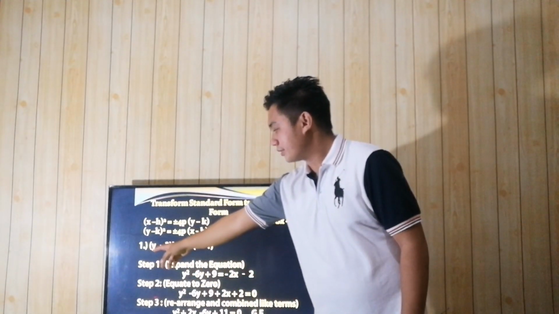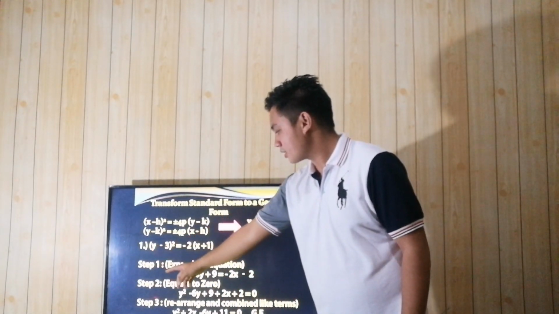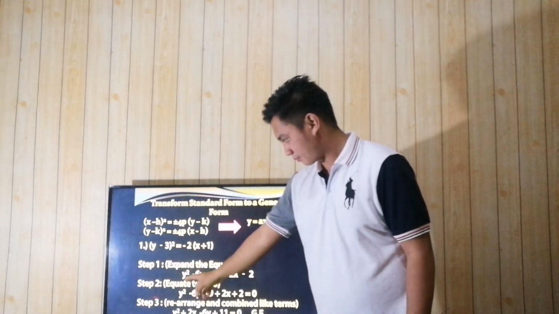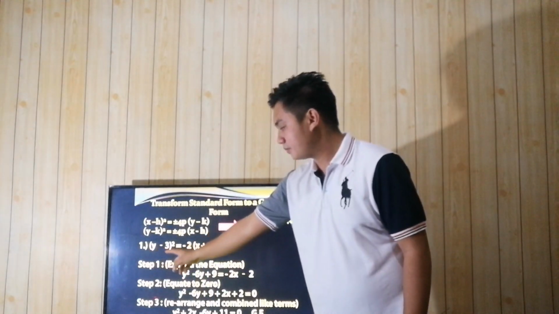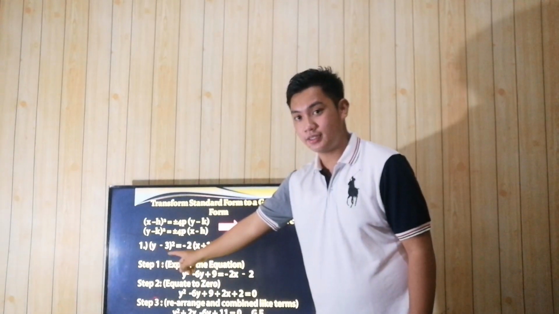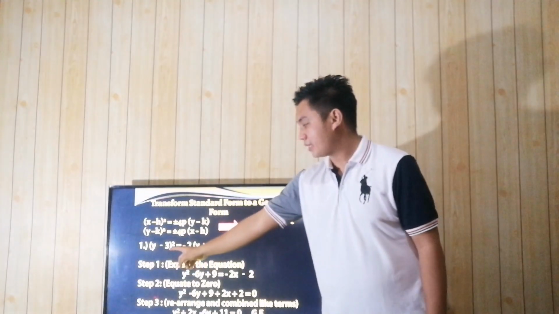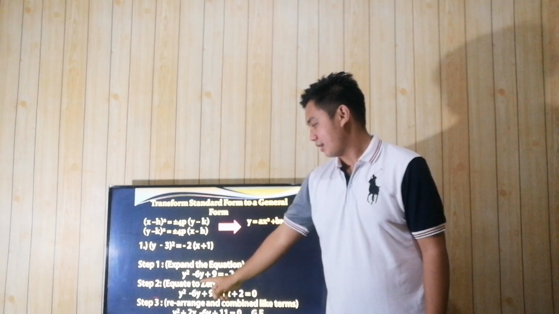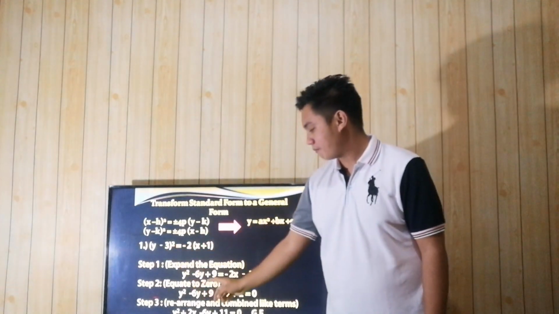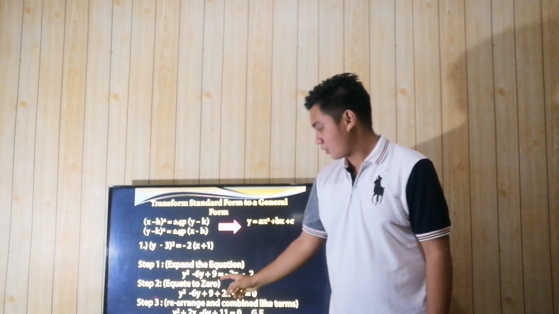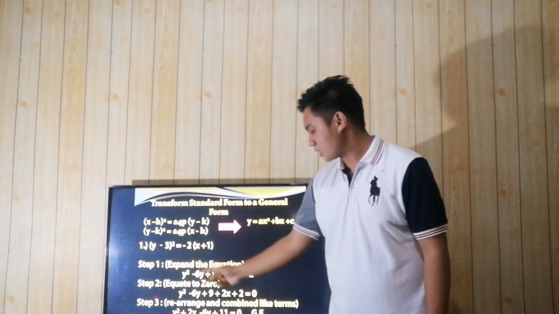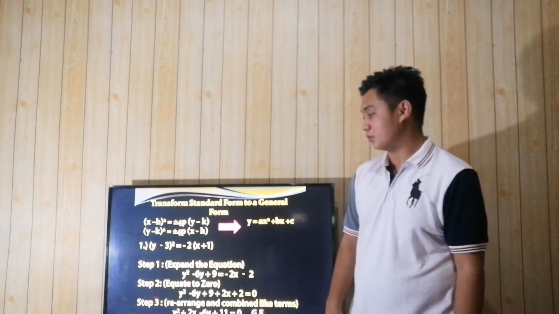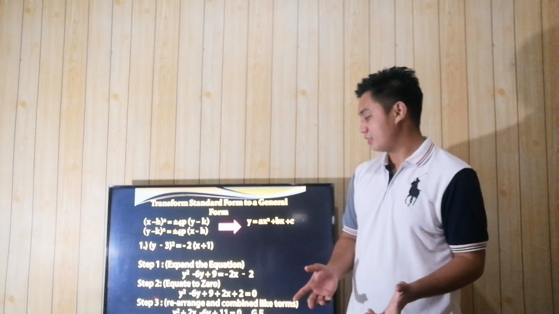Paano? Y squared is y squared. Y times negative 3, we have negative 3y. Then, multiply it by 2, we have negative 6y. And 3 squared, we have positive 9. This equals to negative 2 times x, we have negative 2x. Negative 2 times 1, we have negative 2. Expand na natin siya, di ba?